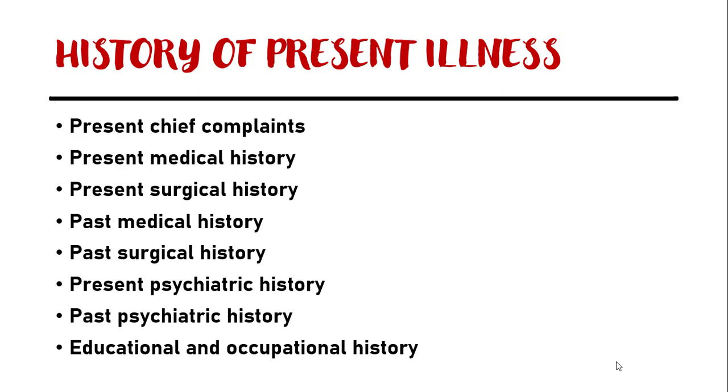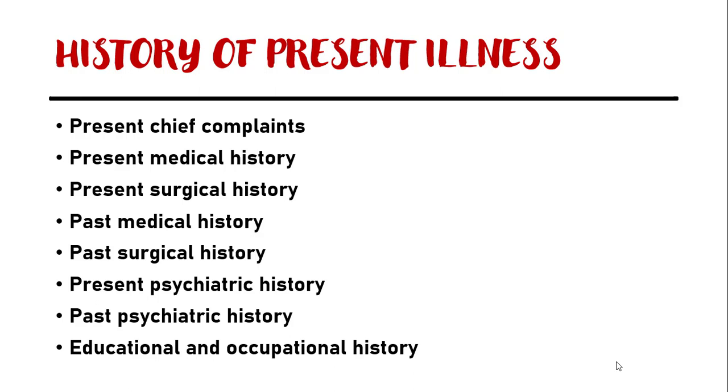Then present surgical history, same way like medical history only. If there is any surgical history or the patient has undergone any kind of operation, you can write it under present surgical history. And if there is no present surgical history, you can write no significant history of present surgical history. Next is past medical history and past surgical history.